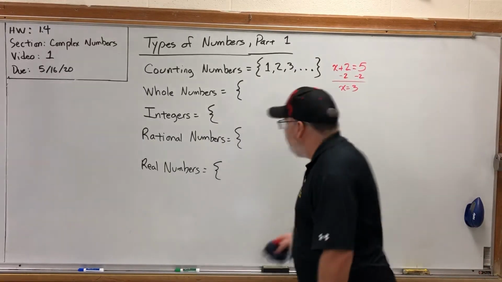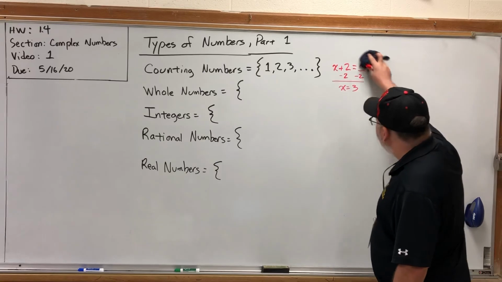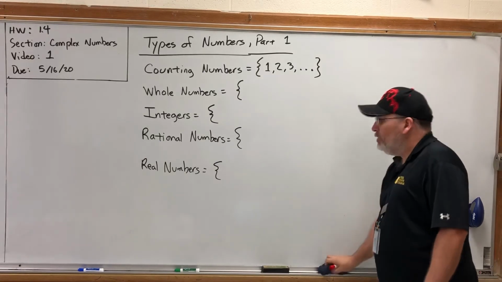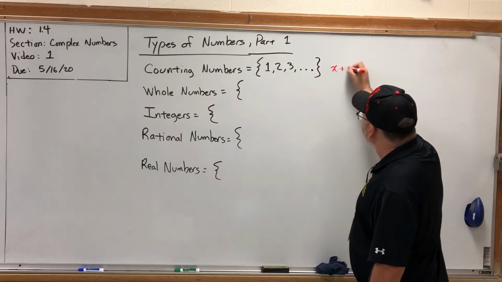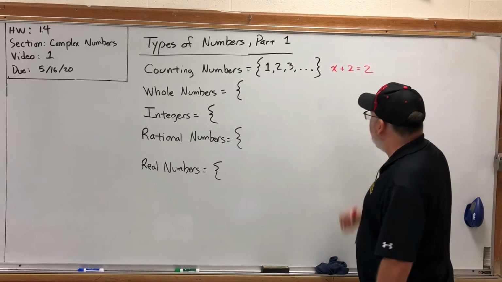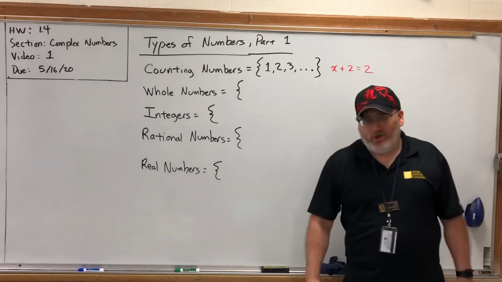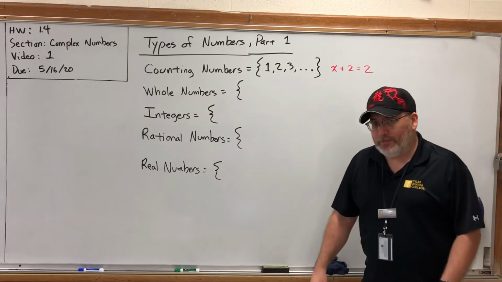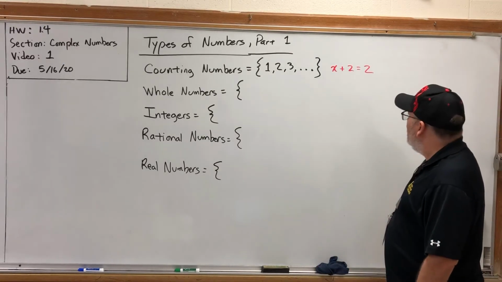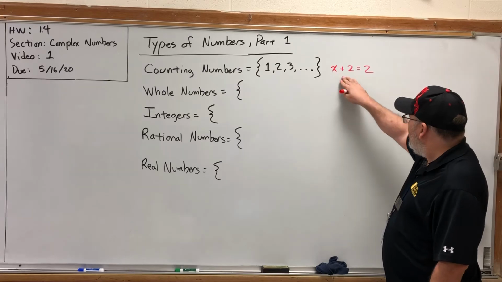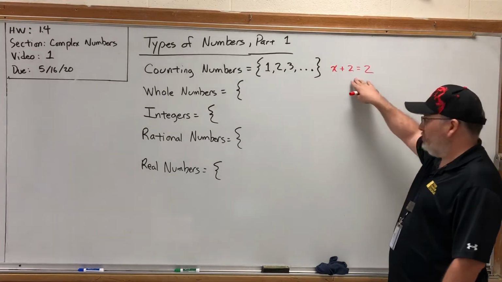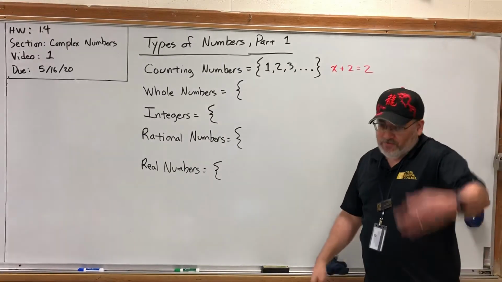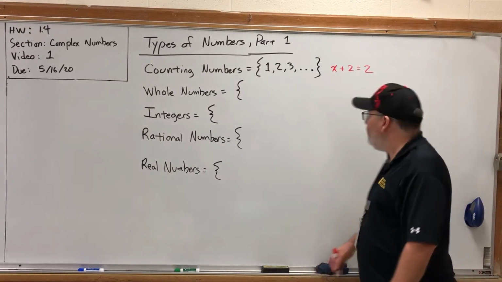But we're going to run into a problem because there are equations that we can build with counting numbers that don't have a solution. For example, if I give you something as simple as x plus 2 is equal to 2, we can all solve that. You can probably look at it and tell me what the solution is. But if the only numbers you know are these, it has no solution. We know the answer is 0, but if you only know counting numbers, there is no 0.